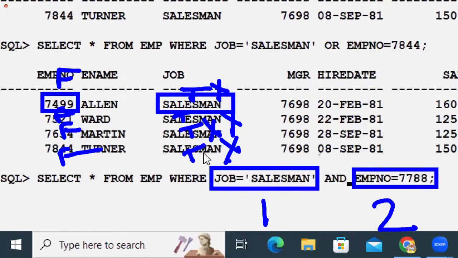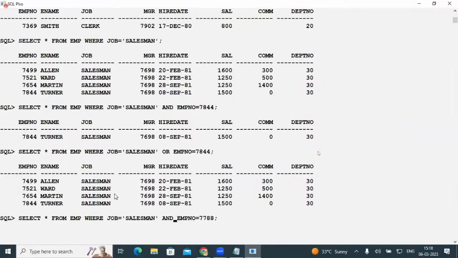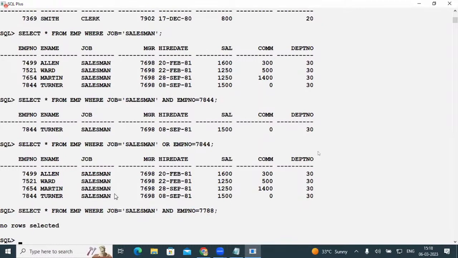That means your output is what now? 0 rows. Any row is retrieved? 0 rows. Let me see whether 0 rows came or not. Did you get anything? No. We are not getting any output. Because salesman 7788 is not in the same row.